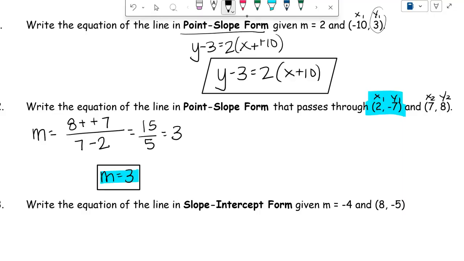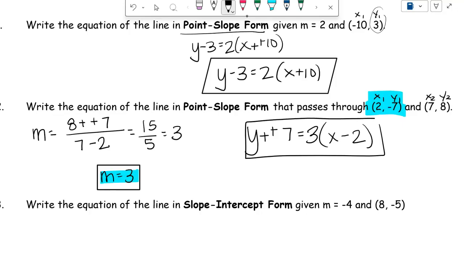Again, you could choose either of the 2 points. I just like to use the first one because it's got that x1, y1 already. So we would write our equation, y minus y1, which is negative 7, equals our slope of 3 times x minus x1, which is 2. You have a double negative, turn it positive, and that's your answer.